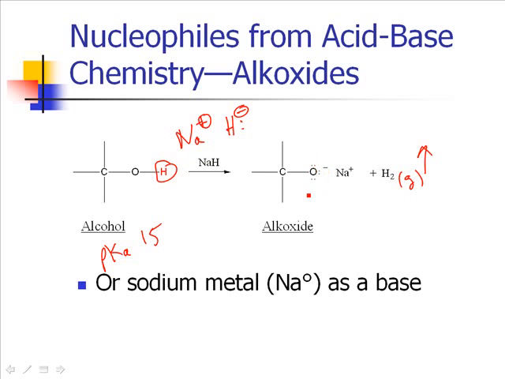In addition to sodium hydride, we can actually use sodium metal in this reaction. The sodium metal reacts in an identical way with the alcohol to form a molecule of hydrogen plus the sodium salt of our alcohol, the alkoxide. So we can use this reaction to make a good nucleophile, an alkoxide, from a poor nucleophile, an alcohol.